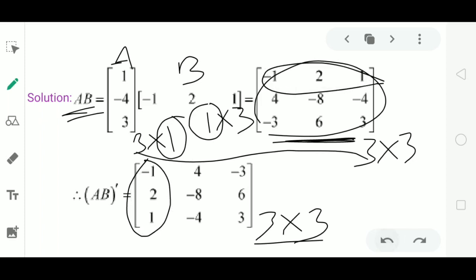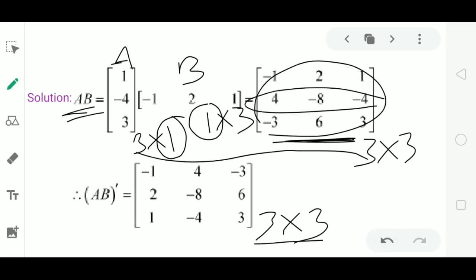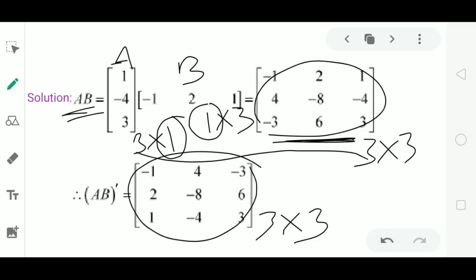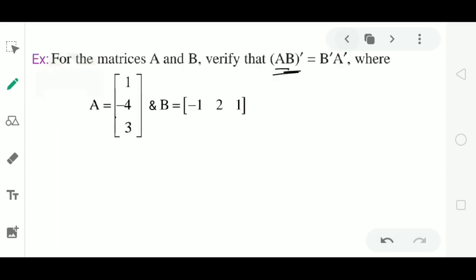Similarly, for the second row, the second row elements of AB, 4, minus 8, minus 4, are written as the elements of the second column of AB whole dash. Again here we are shifting the entire second row into the second column. The elements of the third row of AB are written in the third column of AB whole dash. This matrix is the transpose of AB. We have determined the LHS of the given equation.